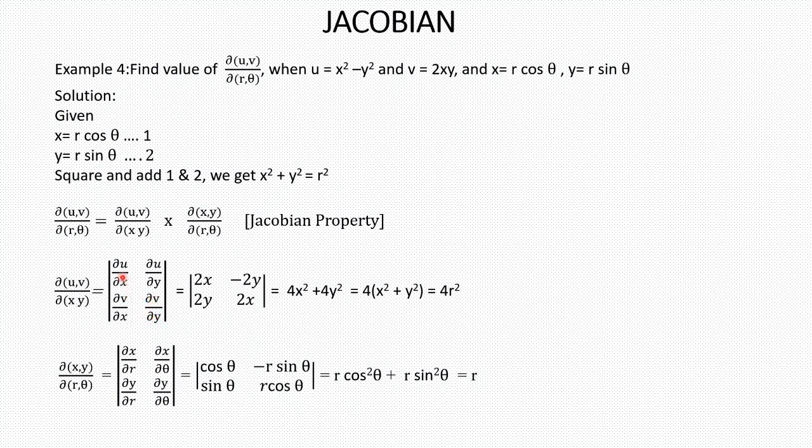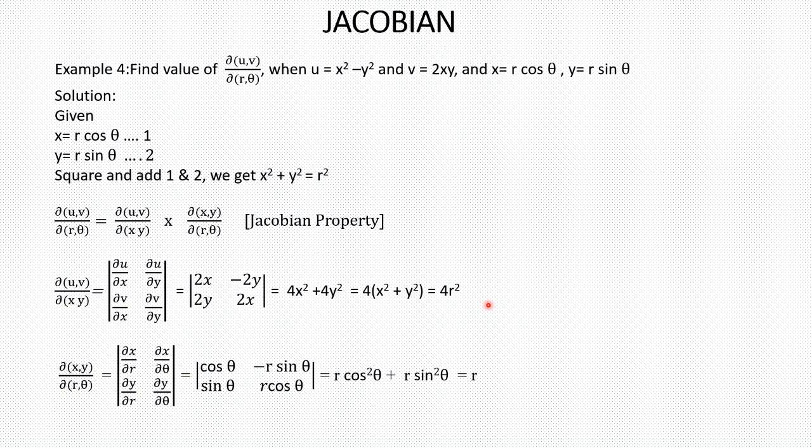Delta u by delta x, that is differentiating u with respect to x, we get 2x as y is constant. Delta u by delta y, differentiating with respect to y, we get minus 2y, x being constant. Delta v by delta x, this is v, differentiating, we get 2y, and delta v by delta y is 2x. Finding the determinant, difference of product of diagonal elements, we get 4r square.